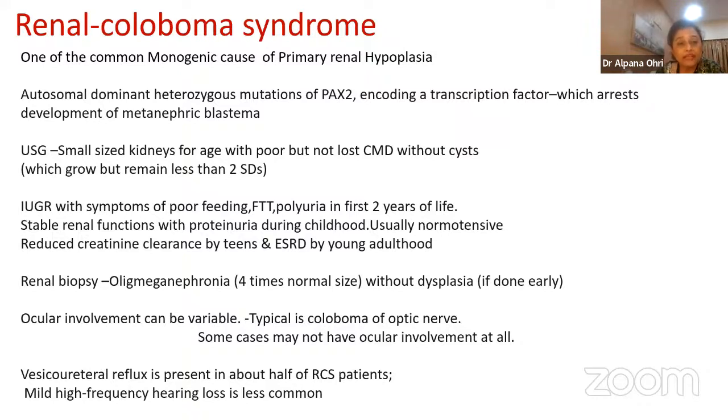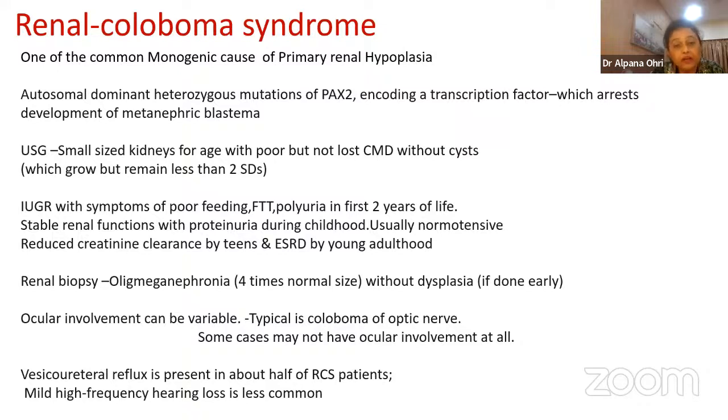USG shows small-sized kidneys for age with poor but not lost CMD without cysts. Children are usually IUGR with poor feeding, failure to thrive, polyuria in the first 2 years. And like hypodysplasia, again, they show stable renal functions with mild proteinuria during childhood, usually remain normotensive. And they show reduced creatinine clearance by teens and reach ESRD by young adulthood.